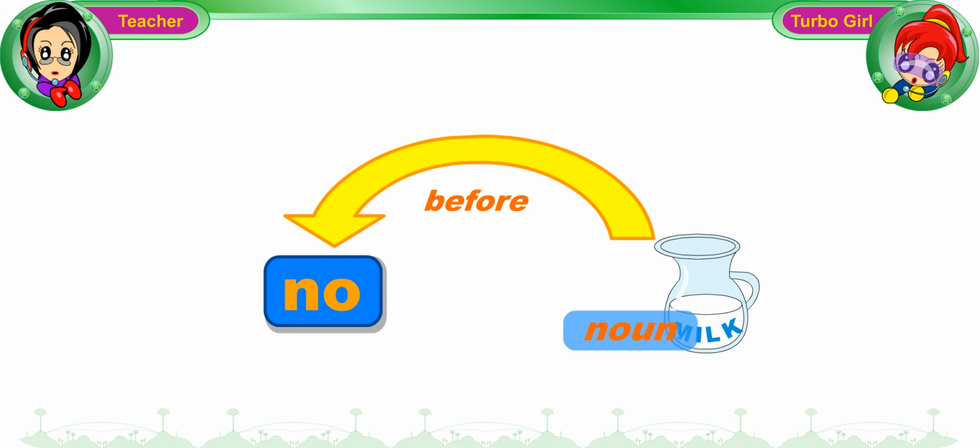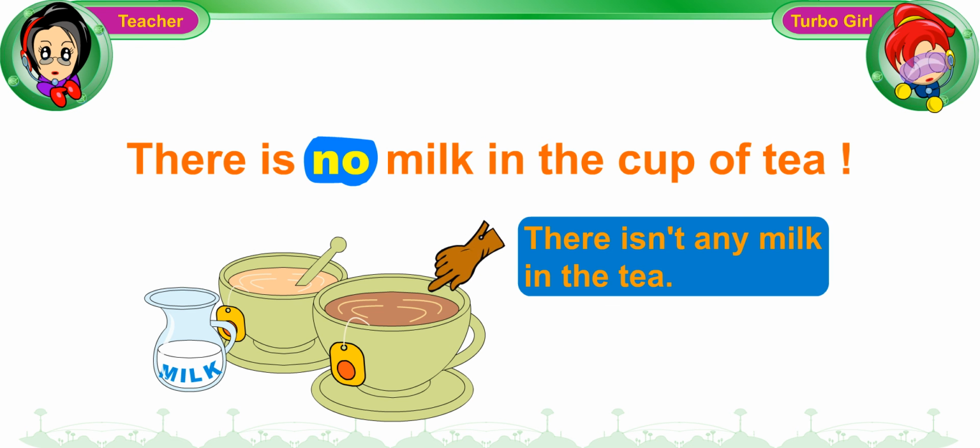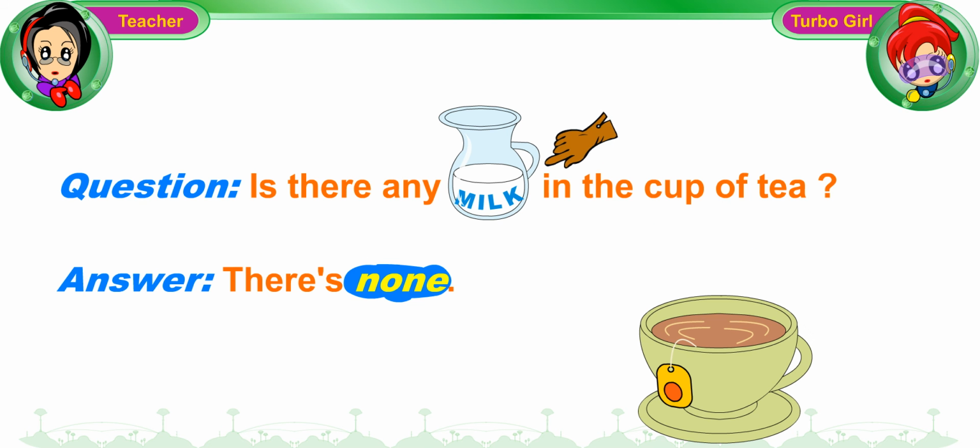We use no before nouns. For example, "There is no milk in the cup of tea." We use none without a noun, and none is the negative answer to a question. For example, "Is there any milk in the cup of tea?" "There's none." Well done, Turbo Girl.